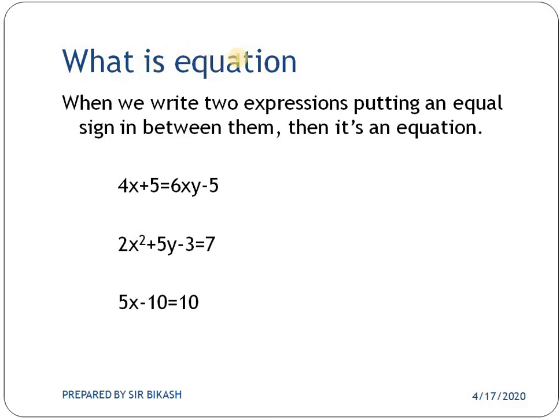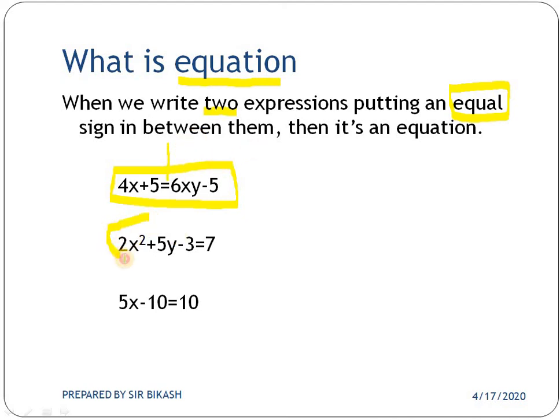Here we will learn what is an equation. When we write two expressions, putting an equal sign between them is very important. Then it's an equation. So here you can see 4x plus 5 is an expression, and 6xy minus 5 is also an expression. These two expressions are connected by this equal sign, so it becomes an equation.